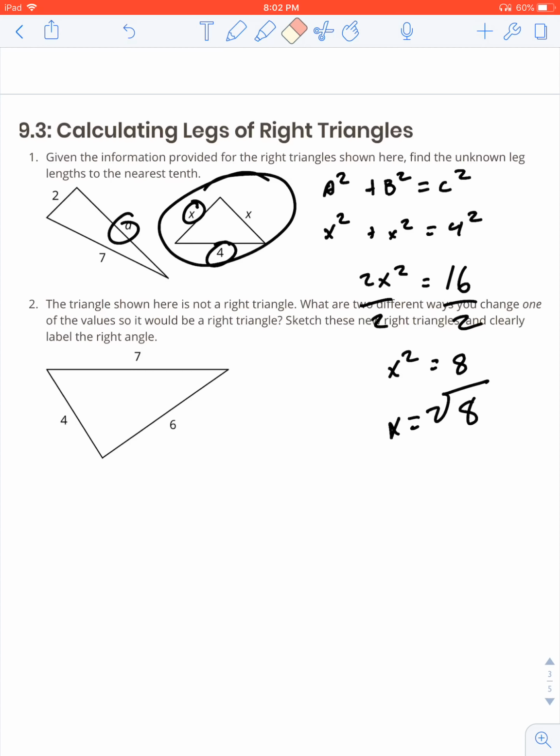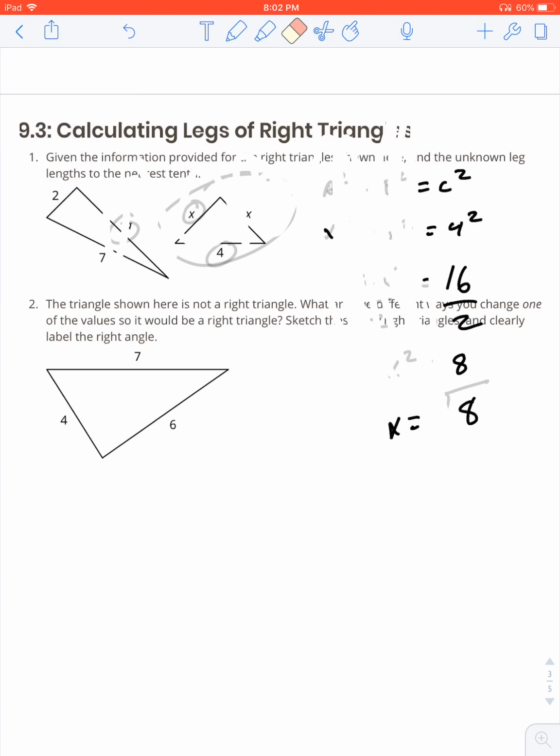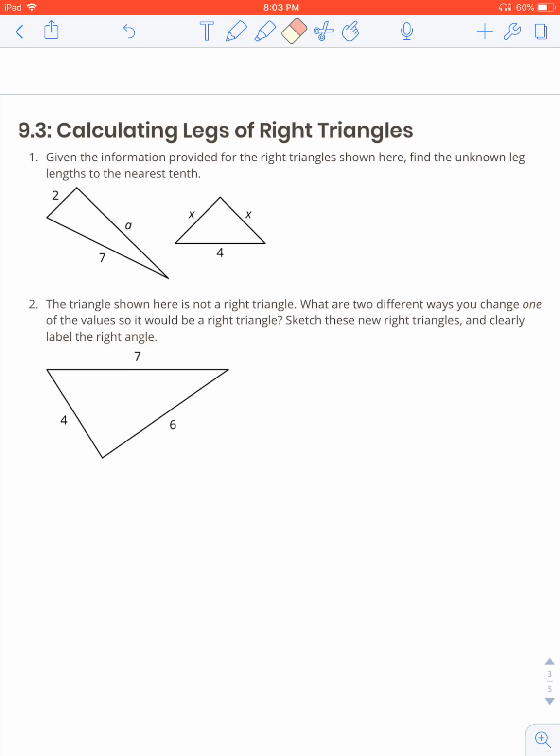Okay. So go ahead and take a moment now and read problem 2, and then go ahead and pause the video and solve problem 2. Now, problem 2 states the triangle shown here is not a right triangle, even though it looks very, very close to one. What are two different ways you can change one of the values so that it can equal a right triangle?